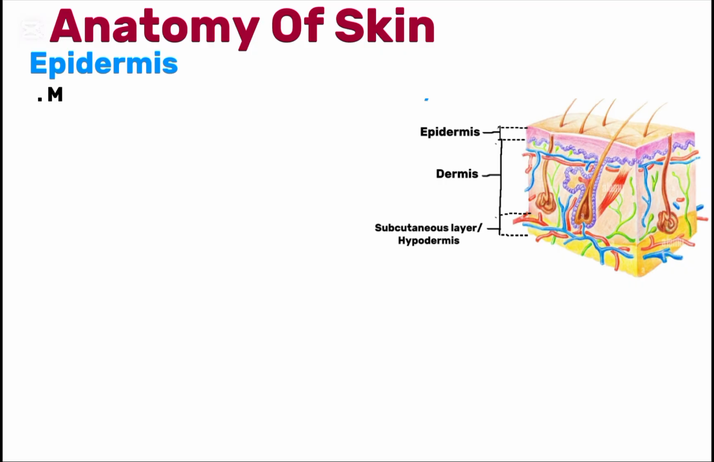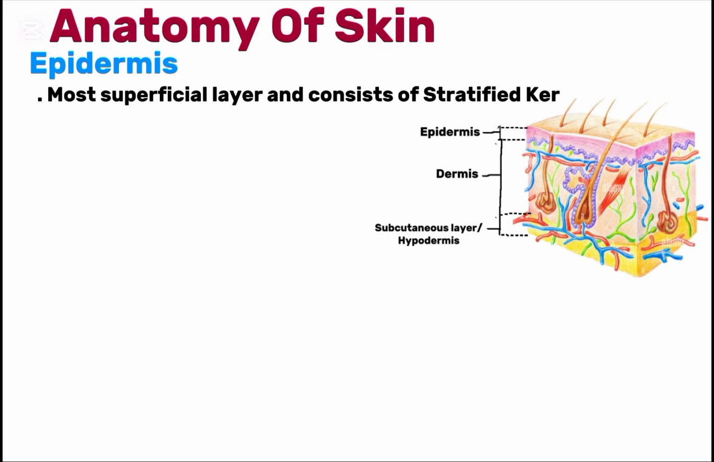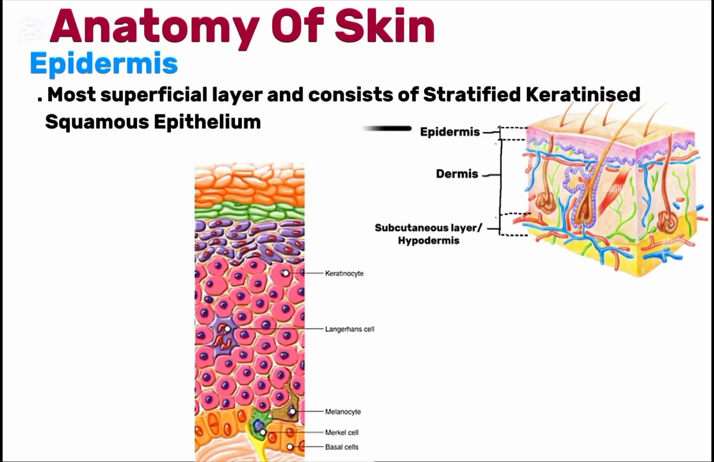Epidermis is the most superficial layer of the skin and consists of stratified keratinized squamous epithelium. There are no blood vessels and nerve endings in the epidermis and it gets its nutrients and oxygen from the dermis. There are various types of cells present in the epidermis which include keratinocytes, the most abundant and dominant cells of the epidermis. They produce the protein keratin, that is an important protein for the functioning of the skin.